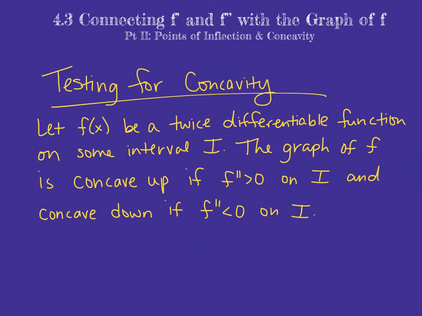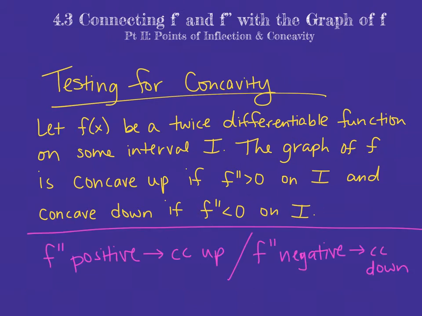We just explored concavity graphically and what it means, and now we want to learn how to test for concavity algebraically. Well, as long as f of x is a twice differentiable function, meaning that both f and f prime are differentiable on some interval, then we know that the graph of f is concave up if the second derivative is positive on that interval, and it's concave down if the second derivative is negative on that interval. So in more layman's terms, if f double prime is positive, that means we are concave up, or CC up for short, and if f double prime is negative on that interval, we know that we are concave down.